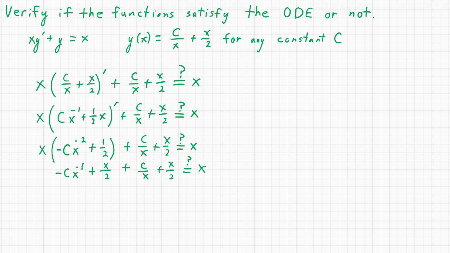So I have the negative c here, x to the negative 1. I'm going to write it as a fraction again. So it's negative c over x plus x over 2 plus c over x plus x over 2, does that equal x? The negative c over x and the positive c over x cancel, and we're just left with x over 2 plus x over 2. And yeah, if I add those together, those will combine into 1x.